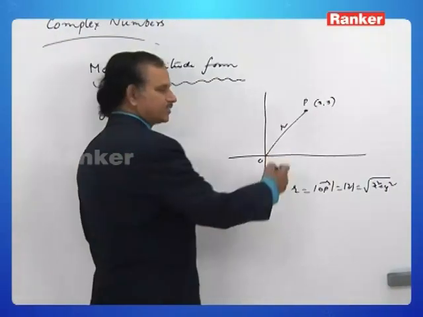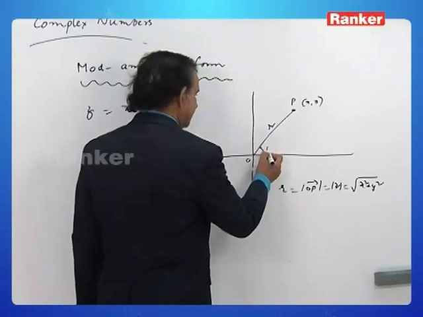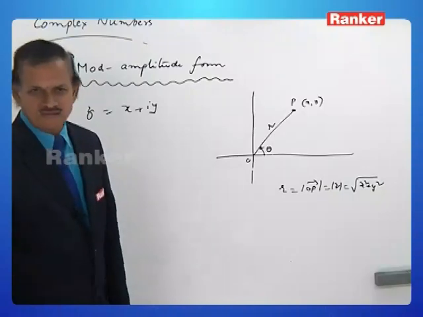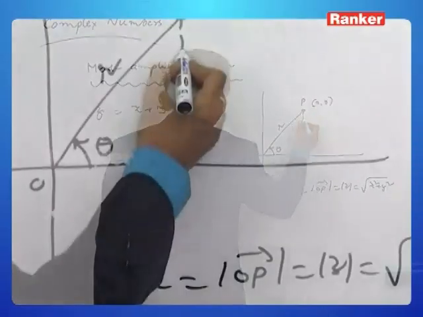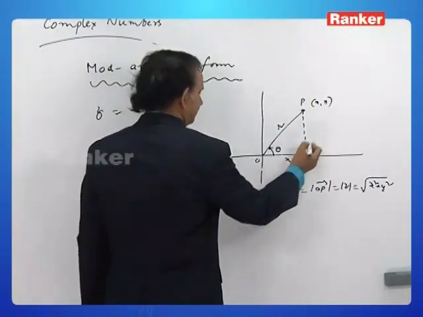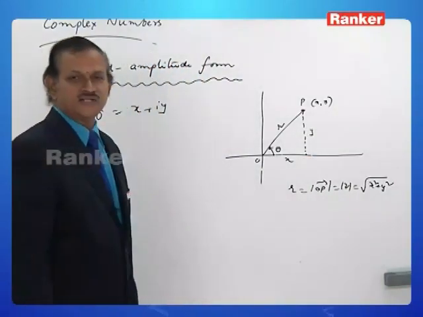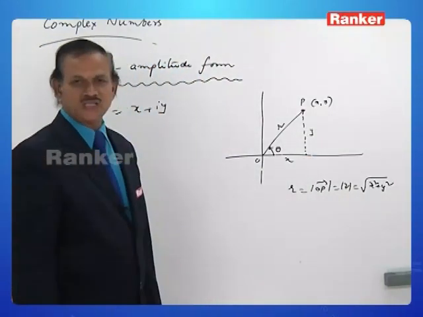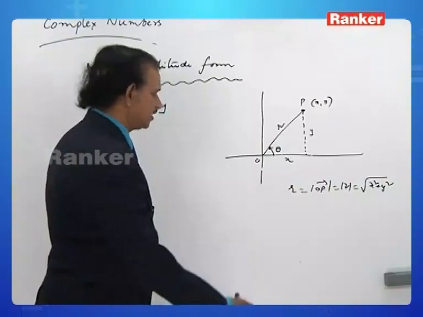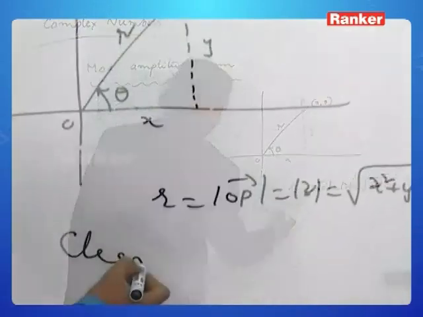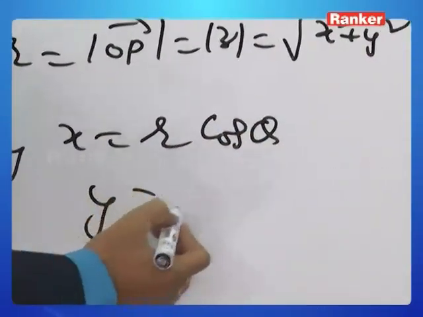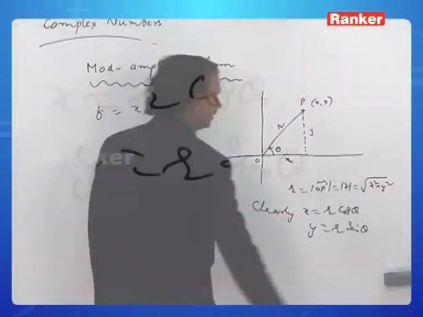Okay, let this vector OP make an angle theta with x-axis in the positive direction. Then, as this is the point xy, this is x and this is y, it is a very easy matter to see that cos theta, what is cos theta from this diagram? x by r. Therefore, x is equal to r cos theta. Clearly, x is equal to r cos theta, and similarly y is equal to r sin theta.